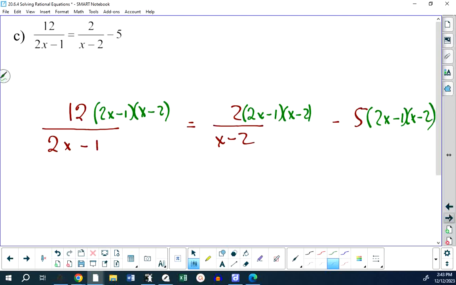And I hope, how many of you are gaining an appreciation for the fact that I'm doing this because it will get rid of the denominators, but I'm multiplying by the lowest common denominator? Is that ringing true? However you want to look at it. So what happens is the 2x minus 1's cancel. The x minus 2's cancel. And we have, I find if I get students to write out what's left and not multiply it through at the same time, they make fewer mistakes.